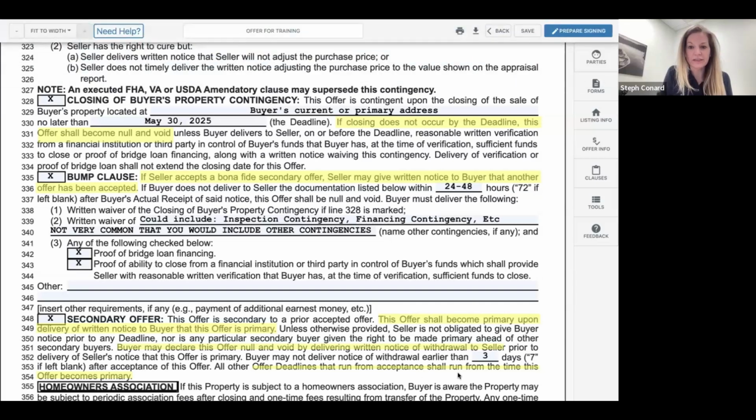Okay, so today we are going over the closing of a buyer's property contingency, the bump clause, and the secondary offer. So I'm going to go through each section individually, and then I'm going to go back through and describe how they are all tied together.